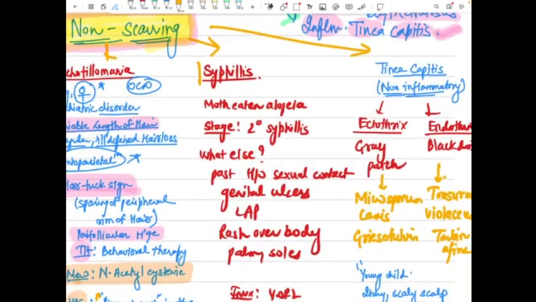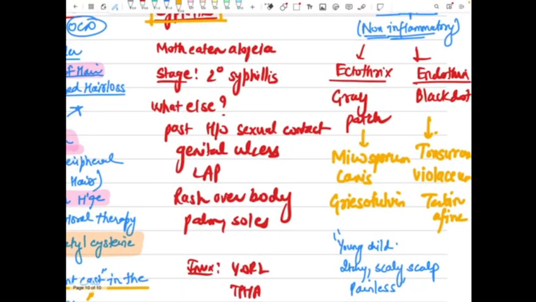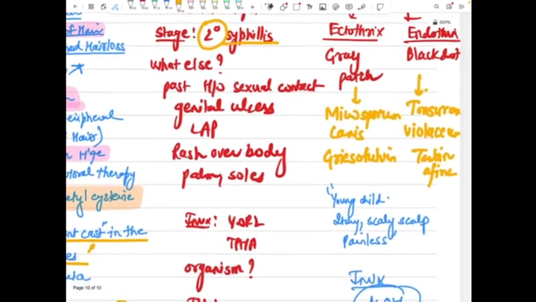So how do you identify? Next thing is syphilis, right? Which stage of syphilis first of all has non-scarring alopecia? You should know, it is secondary syphilis. It is not primary syphilis, it is secondary syphilis. How is the question framed?